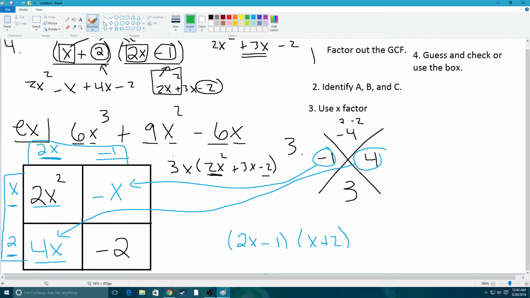Also, you cannot forget this guy. So your complete answer is going to be 3x parentheses 2x minus 1 parentheses x plus 2.